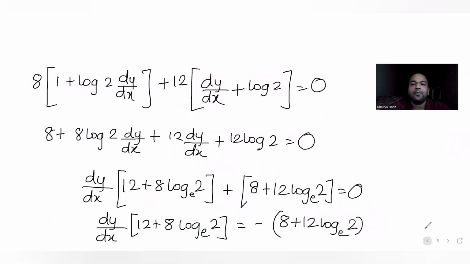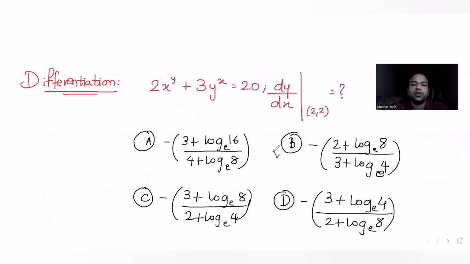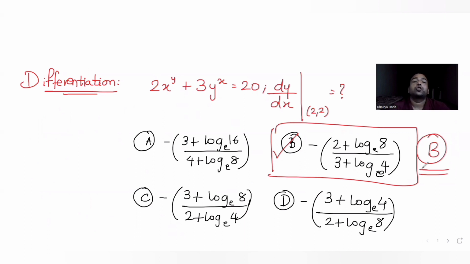So that is the idea. And if you see the option that matches here with the question, it is option B. So B is the correct answer for the question given to us. I hope you have understood how to solve this type of questions, which deals with finding the differentiation of y with respect to x at x equal to 2 and y equal to 2.